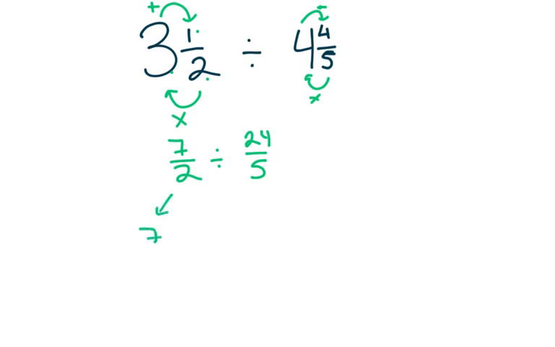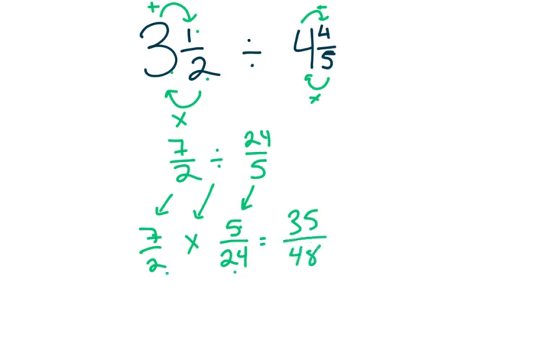Same, 7/2 stays. Inverse changes to a times. Reciprocal, 24/5 becomes 5/24. Multiply, 7 times 5 is 35. 2 times 24 is 48. And the last one, simplify, if you can. 35/48, the common factor they share is 1. If I divide by 1 over 1, I still get 35/48, so that is my final answer.